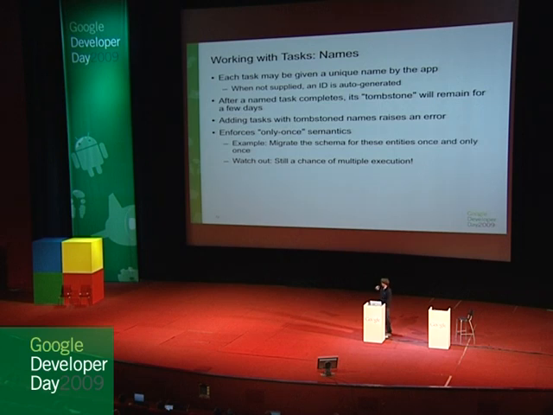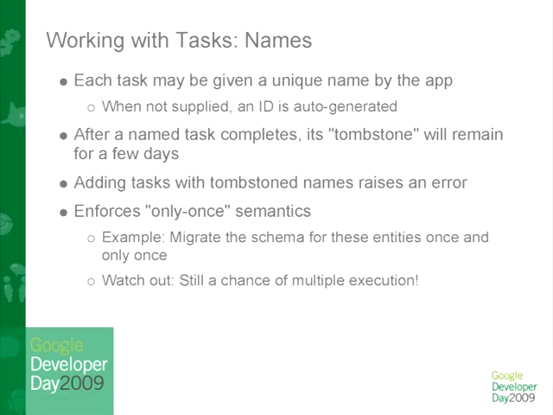The other advanced feature are names. So this gets into the idempotent stuff I was talking about. So when you create a task, you can also give it a name. And if you don't supply a name, one will be generated for you. But what's really cool about a task name is that every time a task completes, its tombstone will stay around. And if you add a task with the same name as one that's already existed, then the task won't run again. That's the idea. So adding the task will do nothing.